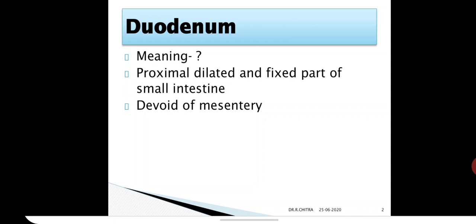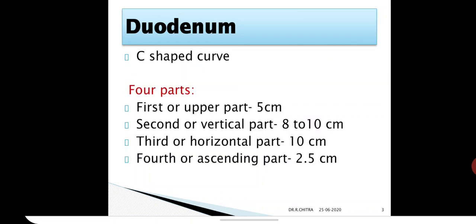It is devoid of mesentery. So the jejunum and ileum have the mesentery. The duodenum, it is the proximal part of the small intestine, but it is devoid of mesentery. Shape: C shaped, so that this C encloses the head of the pancreas, and it is divided into four parts: first, second, third, and fourth part.